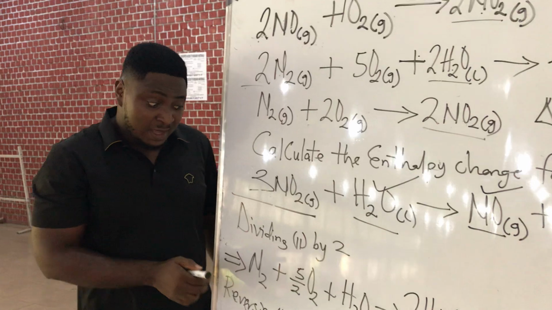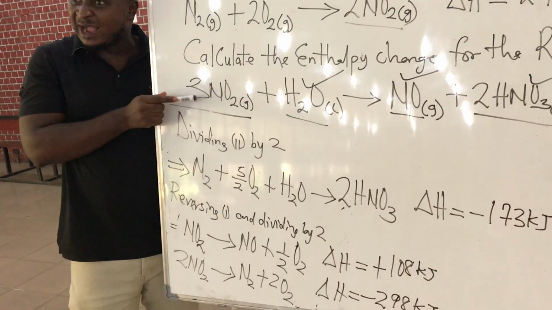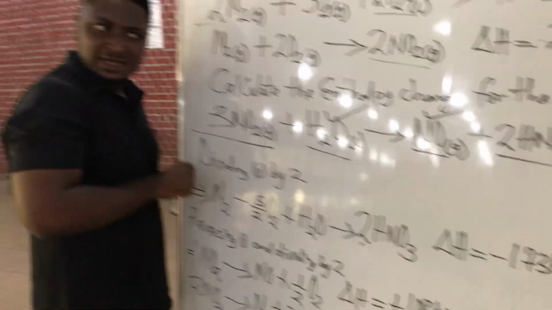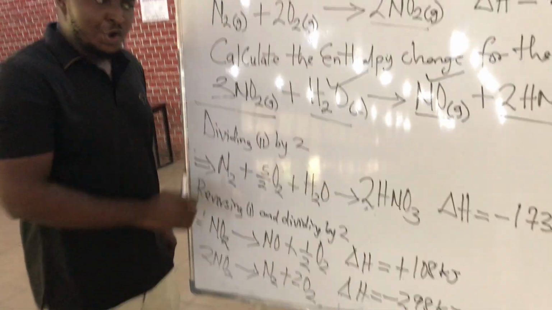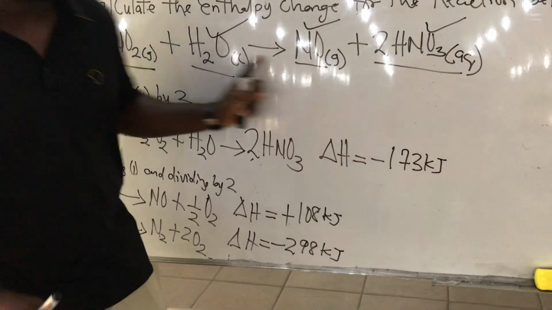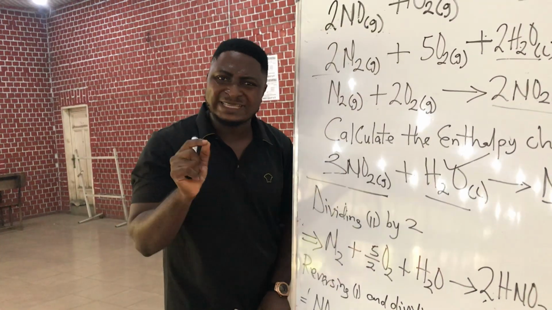Do you know why? If we can confirm that these 3 equations can be added up to give our desired reaction, remember we are asked to find the enthalpy change of this reaction. If we confirm that these 3 reactions can be added up to give this reaction, we can then add up the enthalpy change of these 3 reactions to get the enthalpy change of this reaction. That's why it is called Hess's law of constant heat summation.